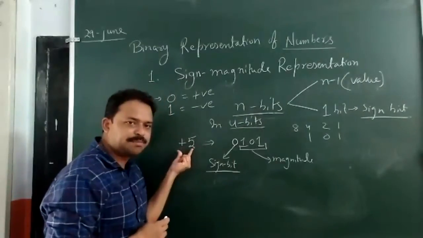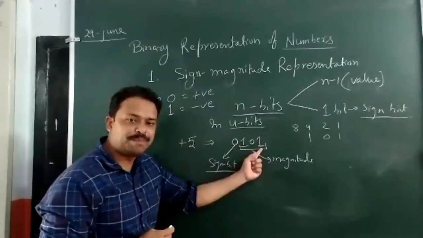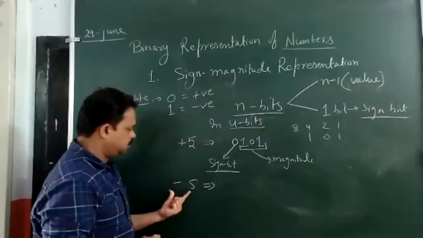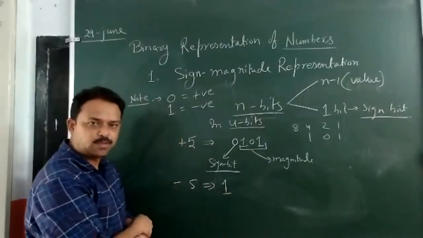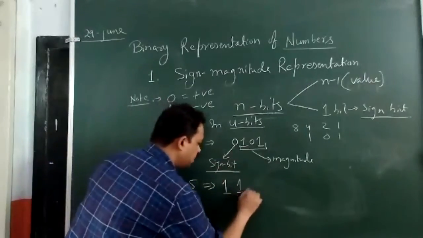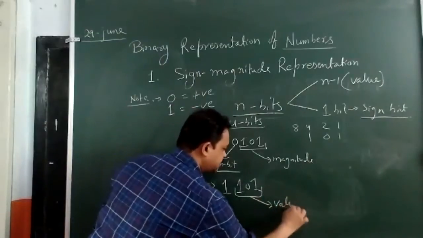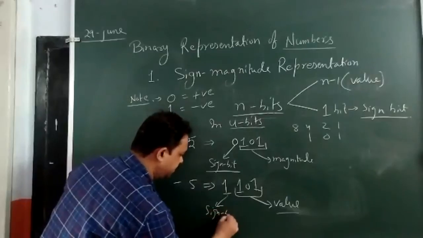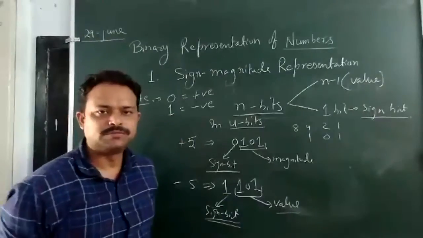Now let us take an example. Sir, you have represented plus 5 as 0101. How will you represent minus 5? For minus, I will write 1, and for 5 I will write 101. This is my magnitude, or you can say it is my value, and this is my sign bit.